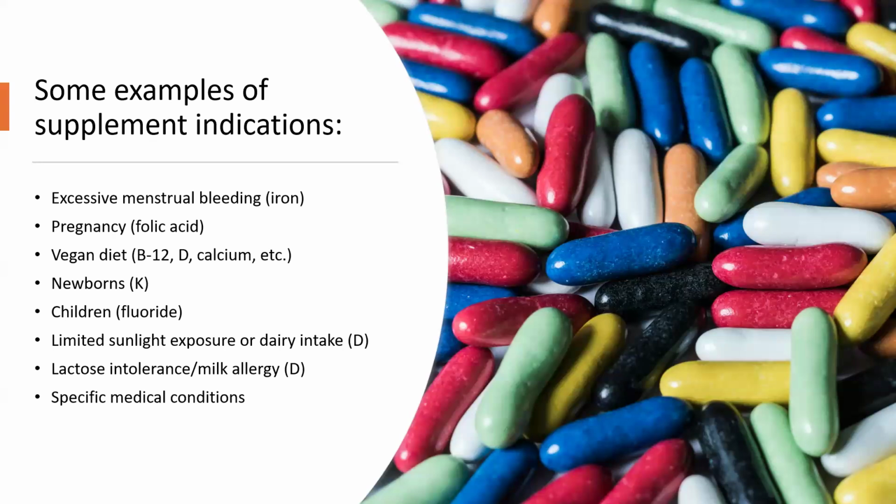Let's look at some specific scenarios where supplements might be beneficial. So you might take iron if you suffer from excessive menstrual bleeding. You might take folic acid during pregnancy to prevent those neural tube defects. You might take B12, D, or calcium if you're following a vegan diet. Newborns are given vitamin K right off the bat.